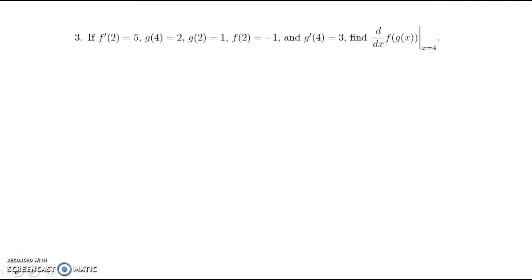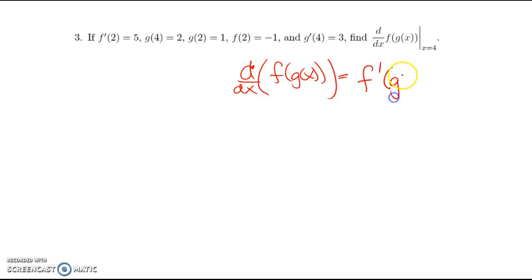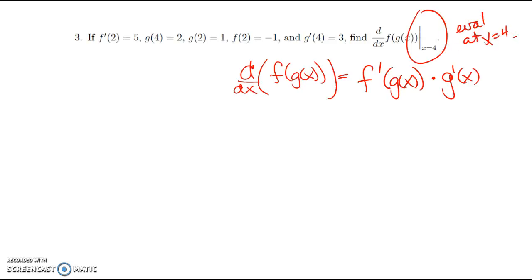All right, next one. We're looking at a composition of functions, right? So let's first take our composition of functions and take the derivative. I'm going to take the derivative with respect to x of this thing. So using the chain rule, I take the derivative of the outside, so it would be f prime, g stays the same, times the derivative of the inside, g prime of x. Now this just means you're evaluating at x equals 4. I hope you made that clear.